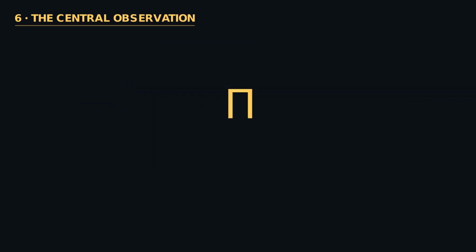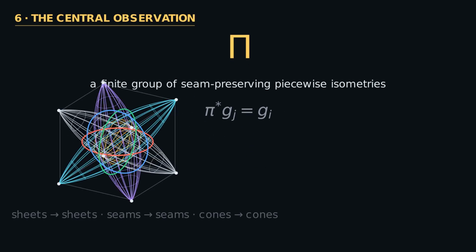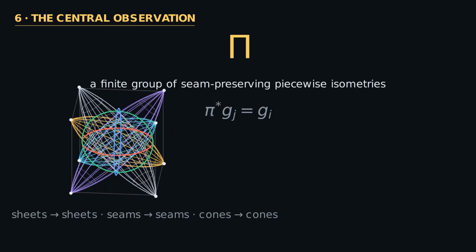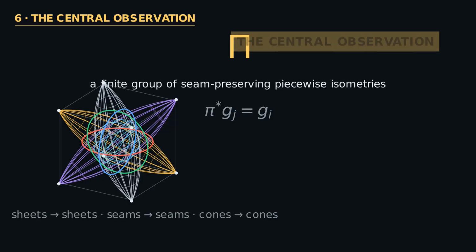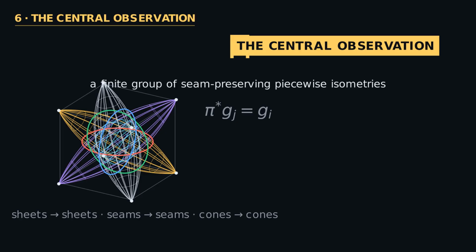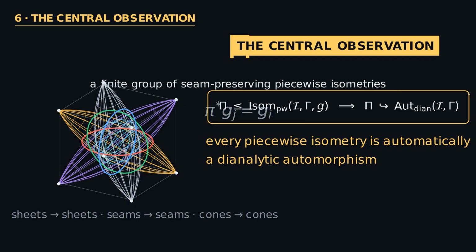Now bring in symmetry. Introduce a finite group, pi of seam-preserving piecewise isometries. An element of pi sends sheet pieces to sheet pieces, seam pieces to seam pieces, and cone points to cone points, preserving the metric on every smooth piece. And here is the central observation of the whole construction. Every seam-preserving piecewise isometry automatically induces a dianalytic automorphism of the Klein phone.